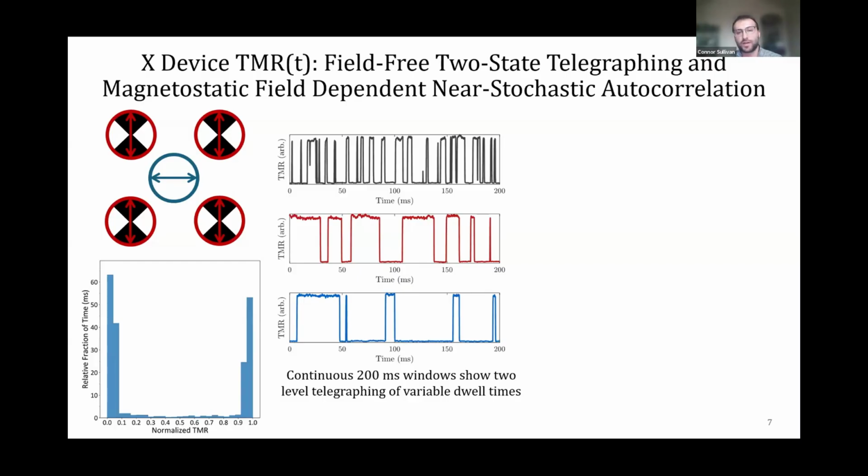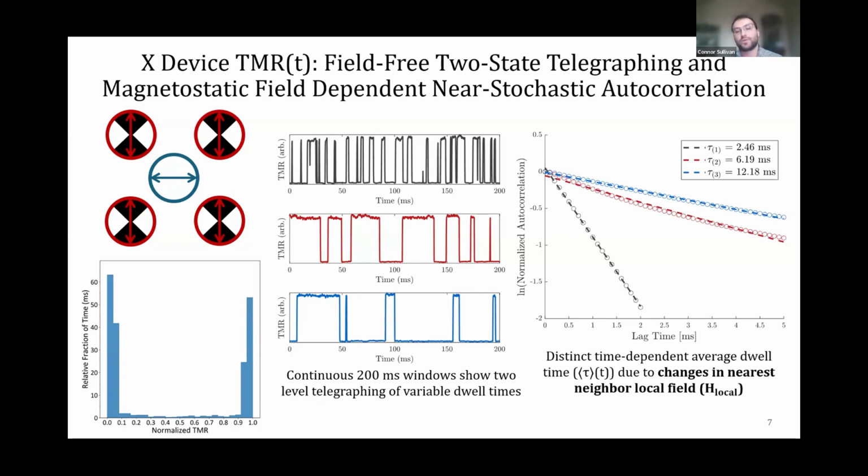a system in which the characteristic average dwell time is actually changing as a function of time. And so if we take an autocorrelation of these different windows, we should observe a nearly stochastic autocorrelation that has different characteristic dwell times. What that really means is that we have a magnetostatic coupling between some Y device and the X devices, in which the organization of the Y, so the active corresponding magnetization of a Y device, is dictating the dynamics of an X device.